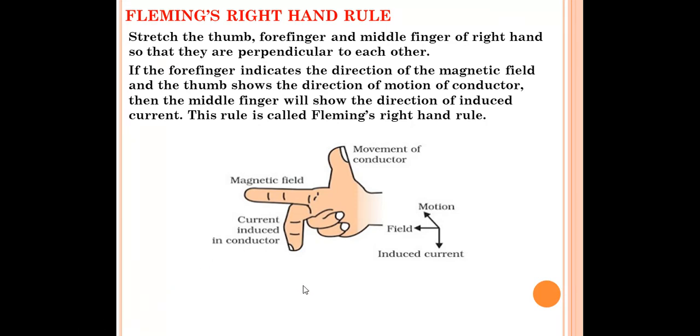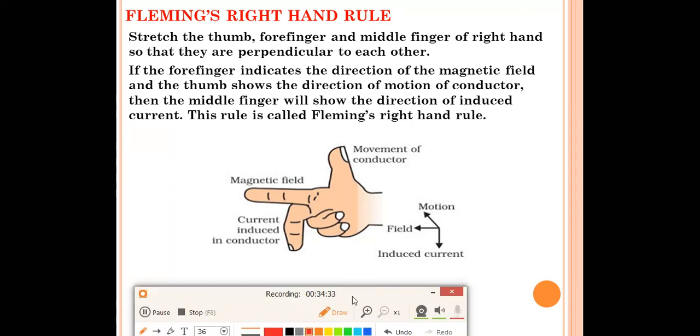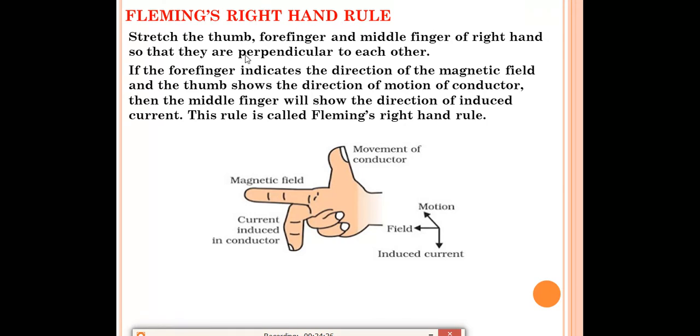Now we'll read about Fleming's right hand rule. Just now we have read about Fleming's left hand rule. Stretch the thumb, forefinger and the middle finger of your right hand. Again we have to use three fingers, but of our right hand, such that they are perpendicular to each other. If the forefinger indicates the direction of the magnetic field, it will show the direction of the magnetic field. And the thumb shows the direction of motion of the conductor. Then the middle finger will show the direction of induced current.